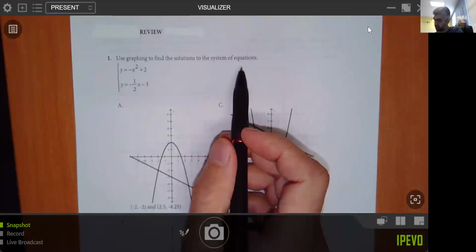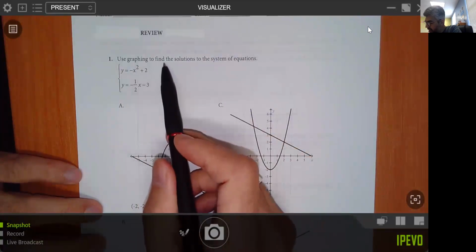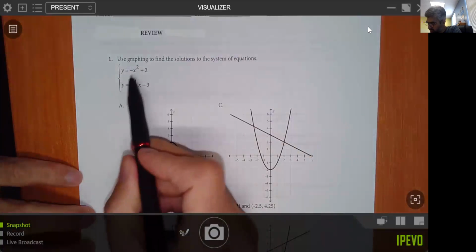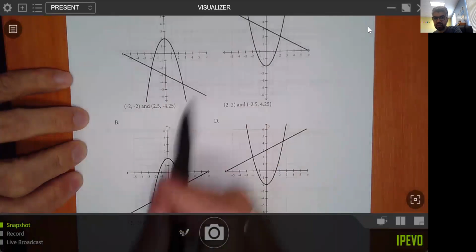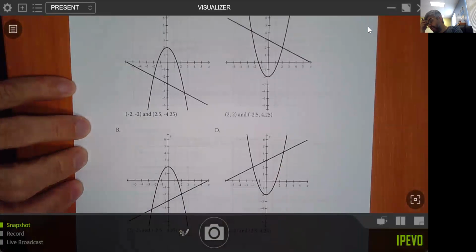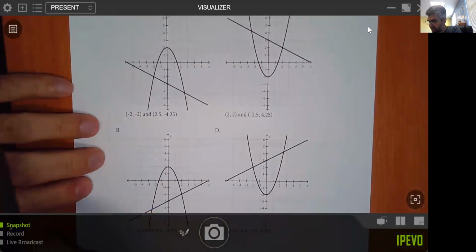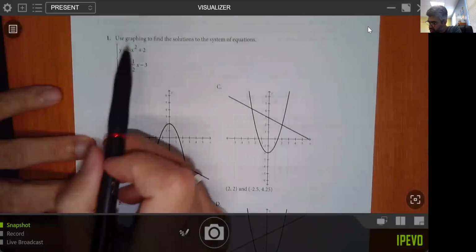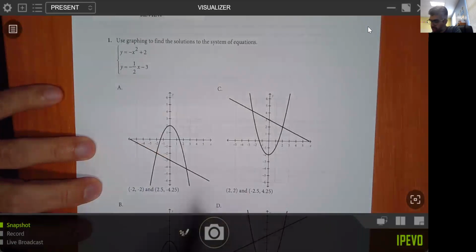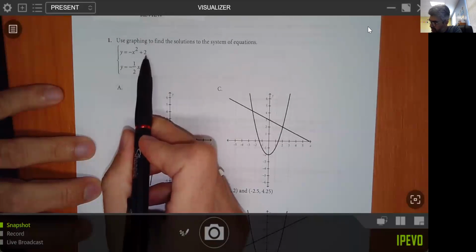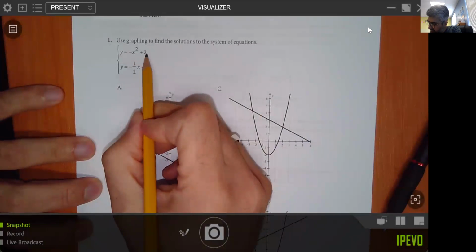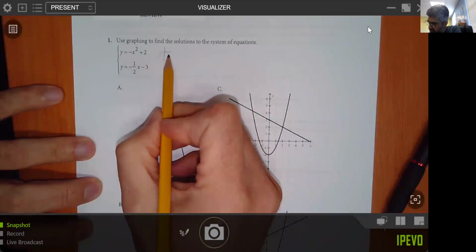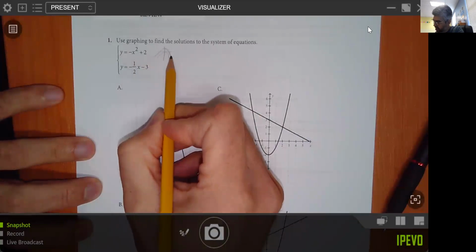Use graphing to find the solutions to the system of equations, quadratic and linear. So when there are answer options, I actually don't really need to solve them in that meaning, but we check the answer options. The first one is negative x squared plus 2. Guys, how is the graph of this one? So negative x squared, it's this one. So plus 2, it's 2 units up.